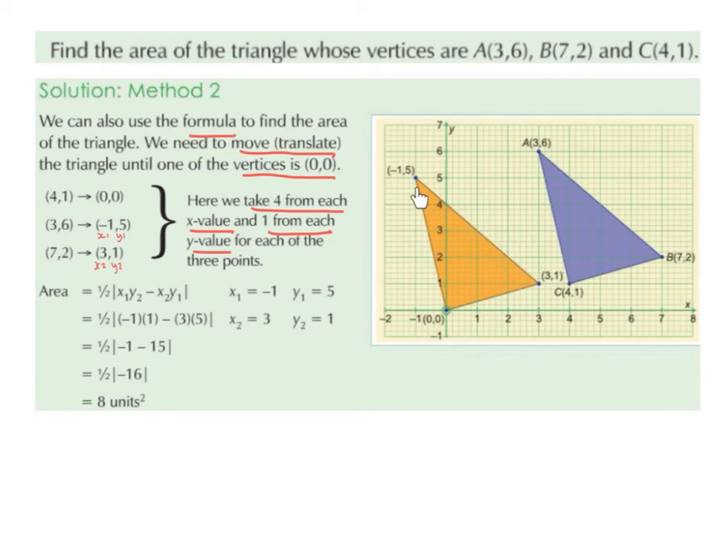So the area of this triangle is 8 units squared, and since this triangle is the same size with the same side lengths and the same angles, this triangle is also 8 units squared. So these 2 triangles are congruent, which means that they have the same sides and the same angles.